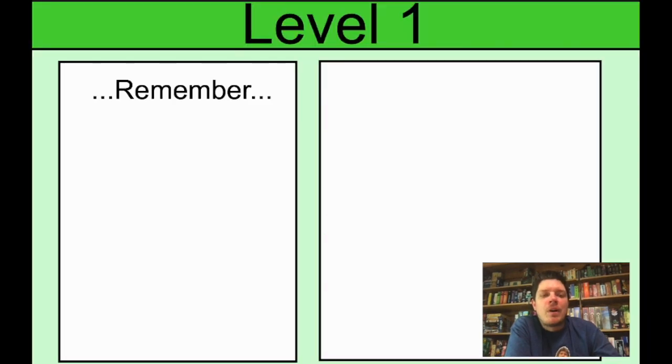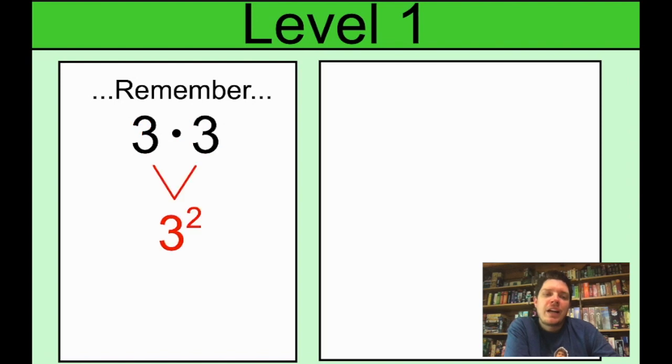Another review that I wanted to do is this. Remember that if we have a number being multiplied by itself, so 3 times 3, we could write that as 3 squared. Now, 3 squared can obviously simplify down to be a 9. Those all mean the same thing.